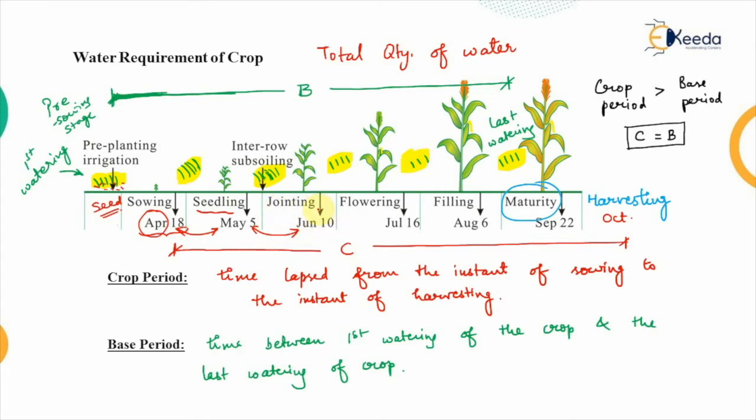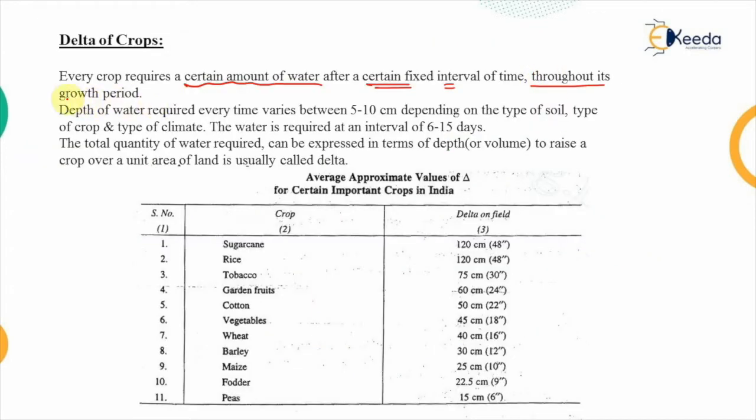So that means after a certain fixed interval of time for a particular crop, water will be required, and this will be done throughout the growth period of the crop. Now the depth of water which is required every time varies from 5 to 10 centimeter. That means if this is the ground level, on top of this the amount of water to be stagnated for the growth of the crop varies from 5 to 10 centimeter, depending upon the type of soil, the type of crop, and the type of climate.